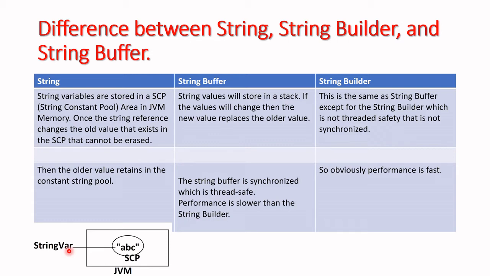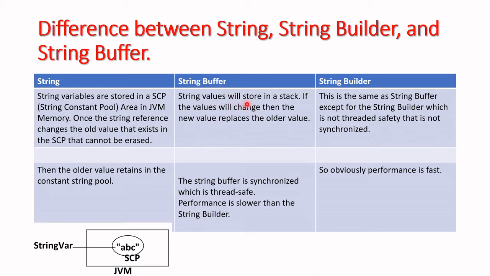Why is it happening? Because of duplicacy. The String Constant Pool says that you cannot store a duplicate value in the String Constant Pool, right? Once you store the value, you cannot erase the value. So the older value remains in this constant pool, right?